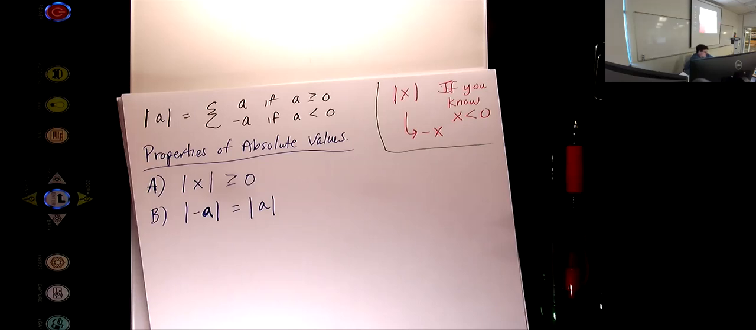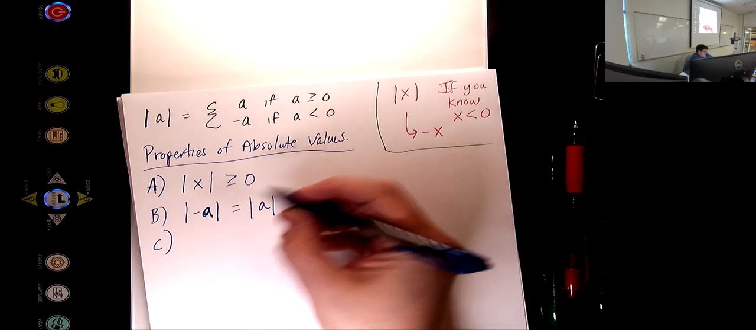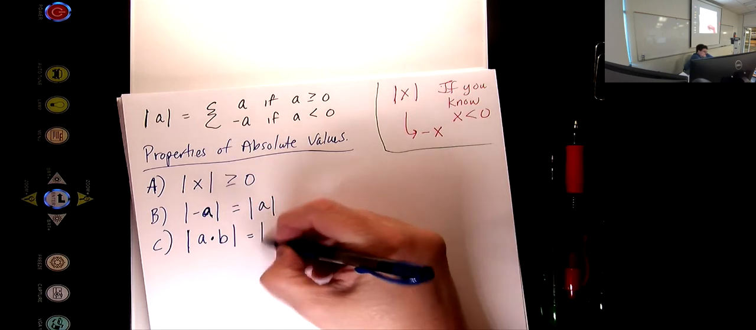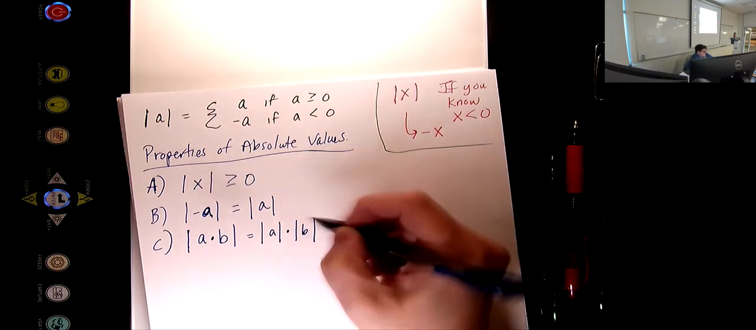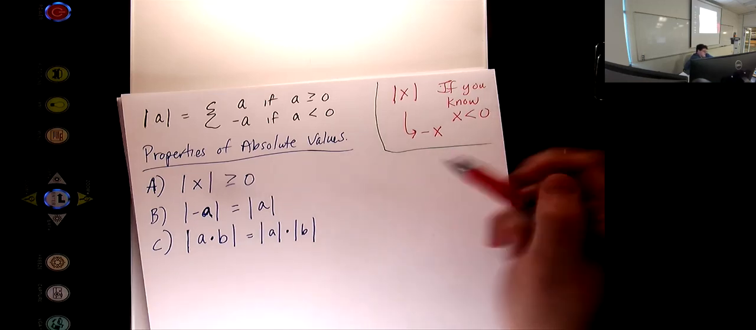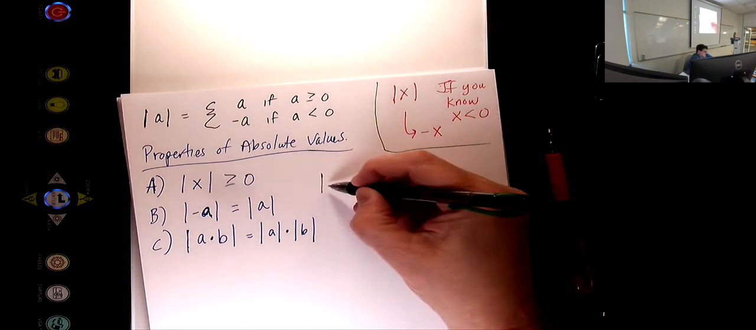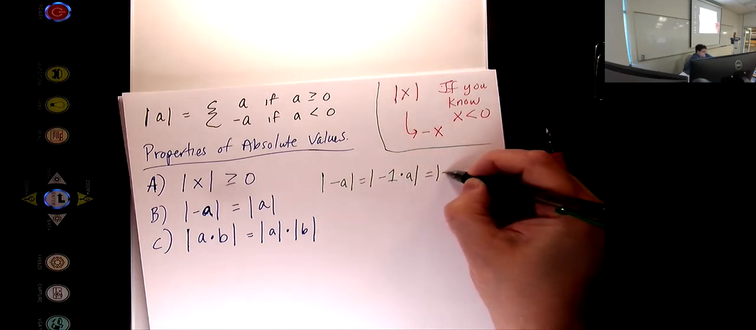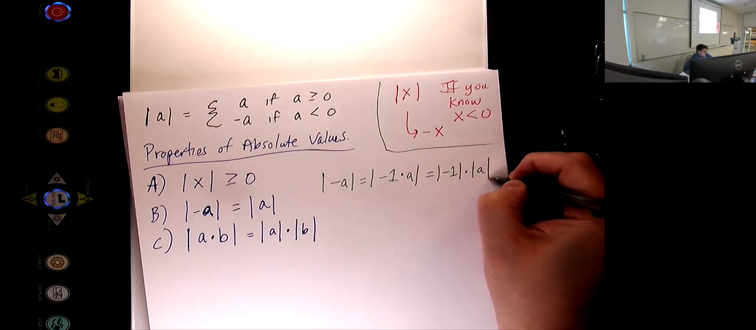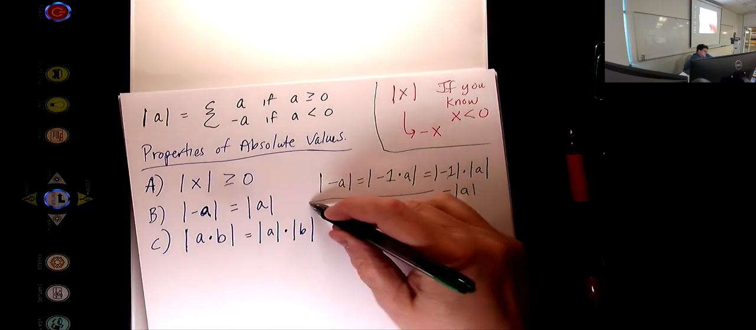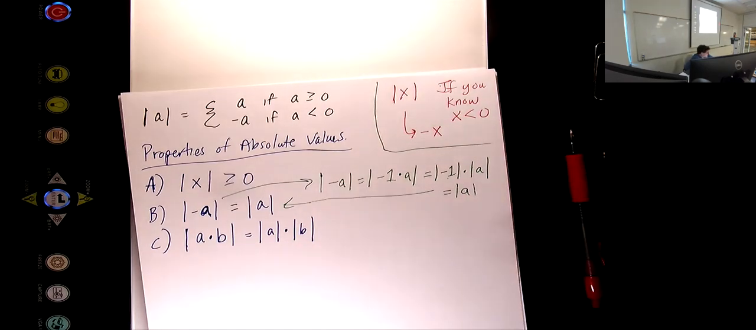This kind of goes along with C. The absolute value of A times B equals the absolute value of A times the absolute value of B. So using that rule, I could have said negative A is -1 times A, which equals the absolute value of -1 times the absolute value of A, and this is just 1, and that's just the absolute value of A. That's using property C.